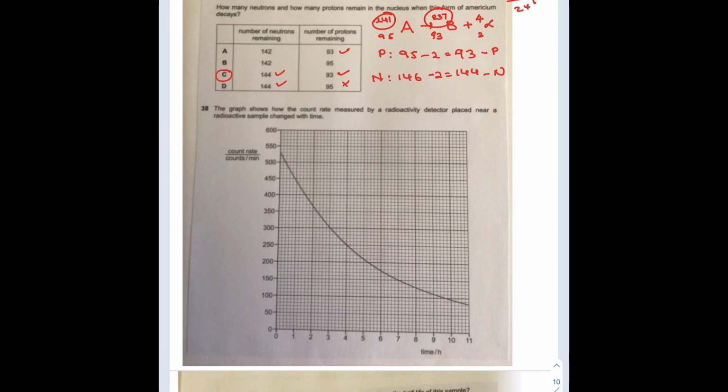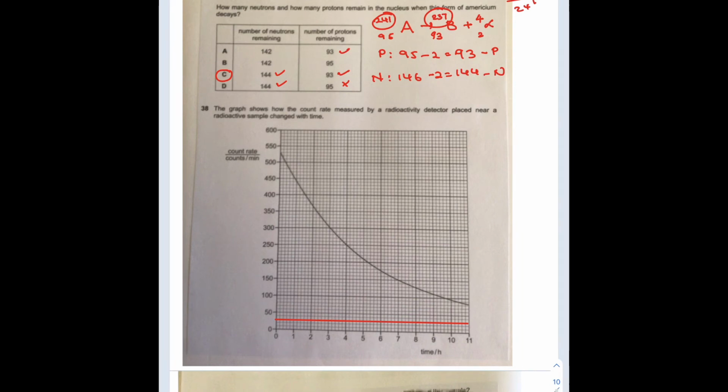The graph shows how the count rate measured by a radioactive detector placed near a radioactive sample changed with time. All right. We are given a graph. Given that the background count rate is 30 counts per minute, what is the half-life of this sample? All right, let's try this. First of all, we have to check the background radiation is 30. So that's 30, right?